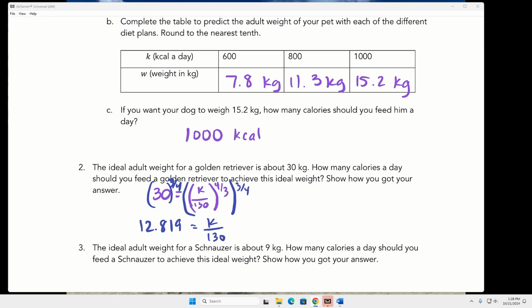All right, and then what would you do with that 130? Multiply by it. And so this is how much you should feed your dog if you want it to weigh 30 kilograms when it grows up.